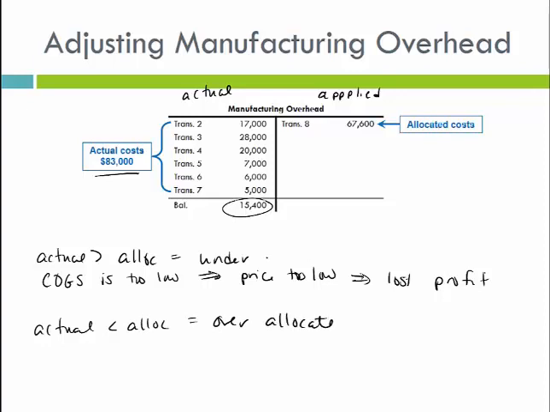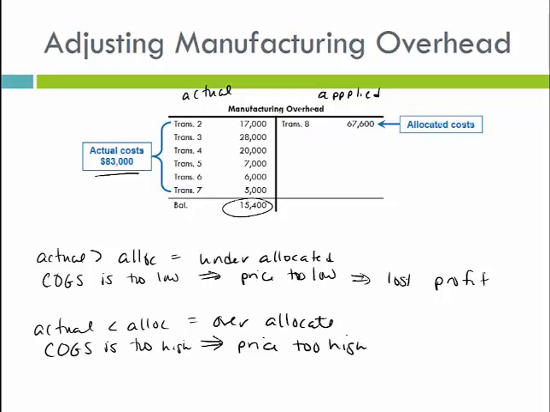If, on the other hand, my actual was greater than my allocated, then I'm over allocated or over applied, under allocated up here, sorry. That means the amount that went into finished goods and therefore into cost of goods sold was too low. So I didn't put enough in, so cost of goods sold is too low, which means the price I charged, I'm sorry, this one is too high, right? Actual is less than the allocated, so the allocated is more. So the amount that went into cost of goods sold is too high. That probably means the price that I charged is too high.